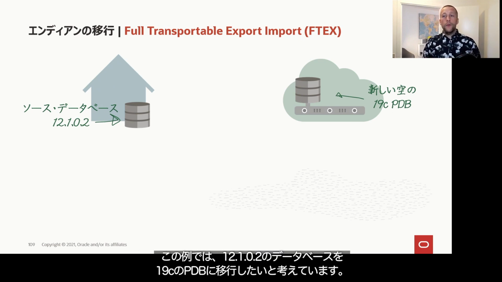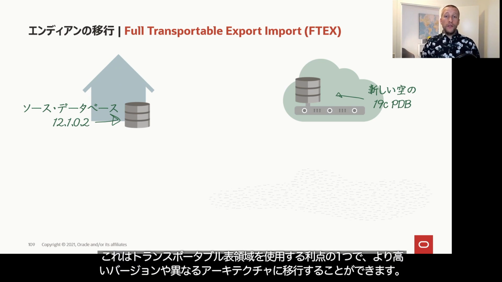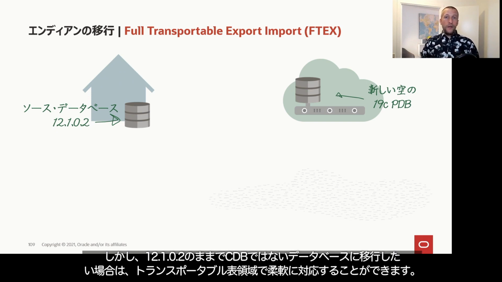In this example, we have a 12.1.0.2 database that I would like to migrate into a 19c PDB. This is one of the advantages of using transportable tablespaces. You can go to a higher version and a different architecture. But if you prefer, you can stay on 12.1.0.2 and migrate into a non-CDB database. You get the full flexibility with transportable tablespaces.